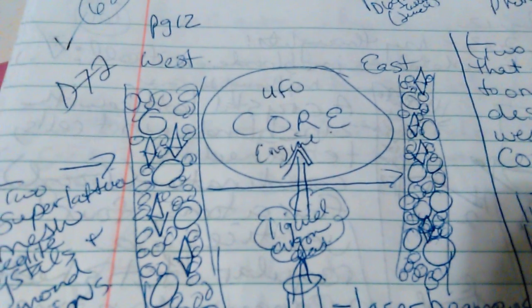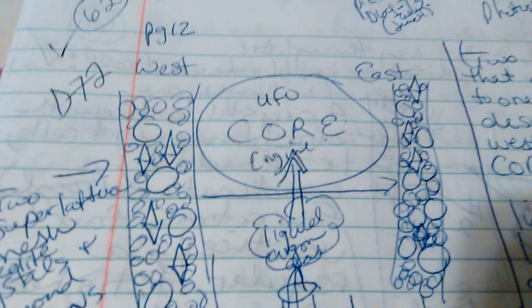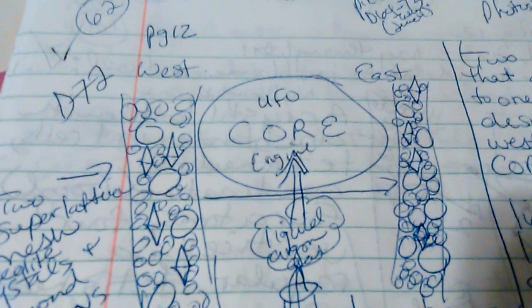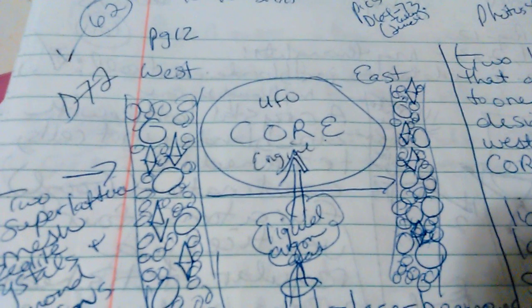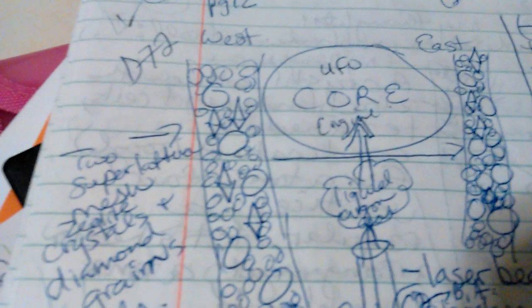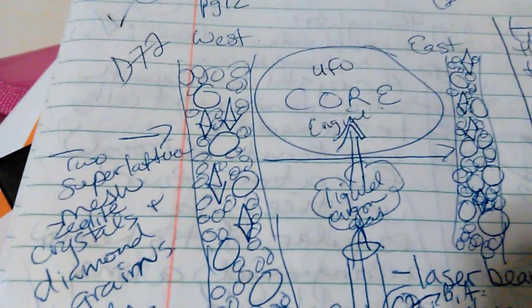Technically, it's floating above this engine, but I guess it comes into it somehow. I don't know how that works, but anyways. Just picture that as a metal spear that's floating, levitating above this engine, which is the Y structure engine. And you can see my little drawings, 2 super lattice mesh zeolite crystals and diamond grains.